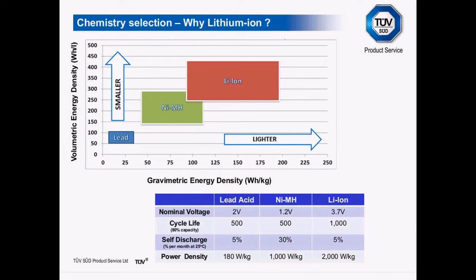Another key advantage of lithium-ion is the nominal voltage, which is considerably higher than comparable batteries such as nickel metal hydride, which is typically 1.2 volts. Lithium-ion has a standard nominal voltage of 3.7.